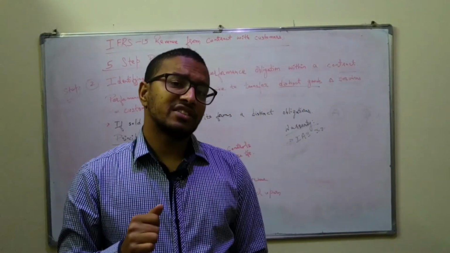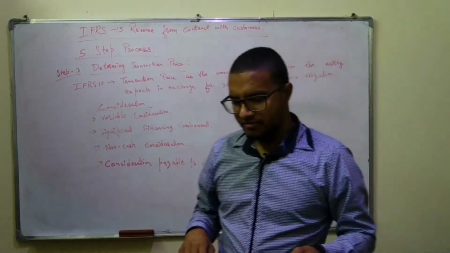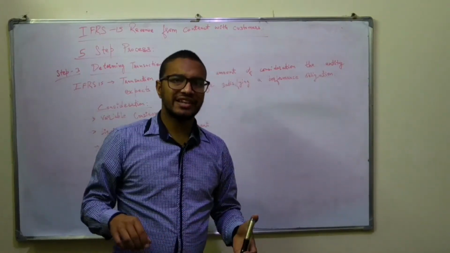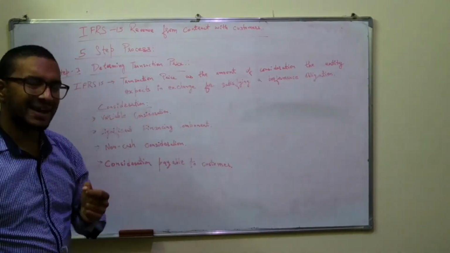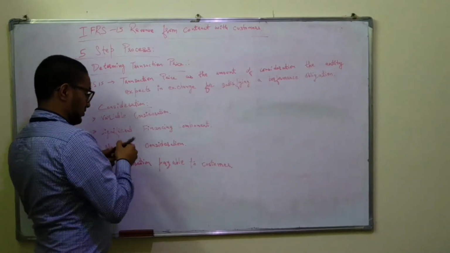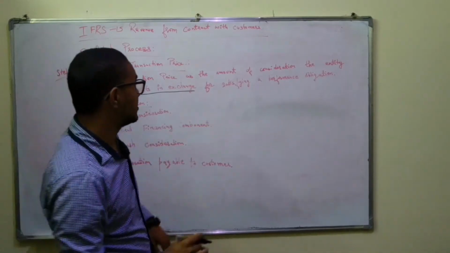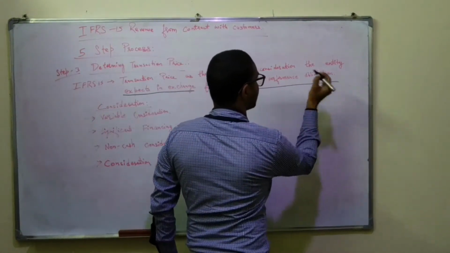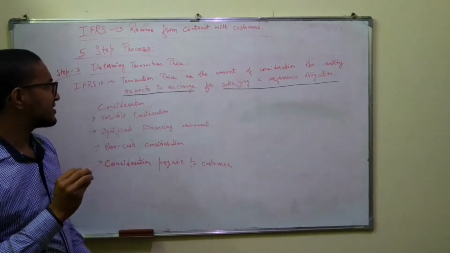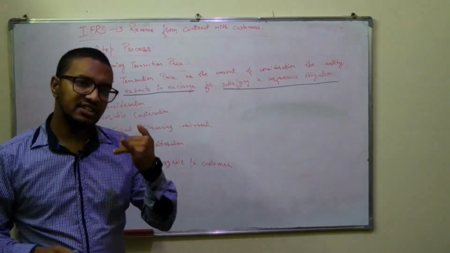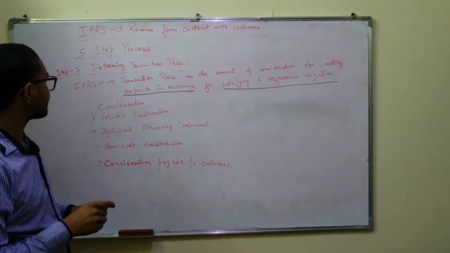So how do we determine transaction price? Determining transaction price, step 3. As per IFRS, what IFRS 15 says is that transaction price is the amount of consideration that the entity expects in exchange for satisfying a performance obligation. So it is the expectation of the amount of consideration that the entity will expect after it satisfies a performance obligation. That is our transaction price.